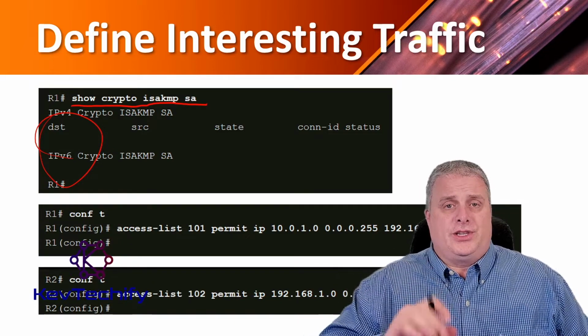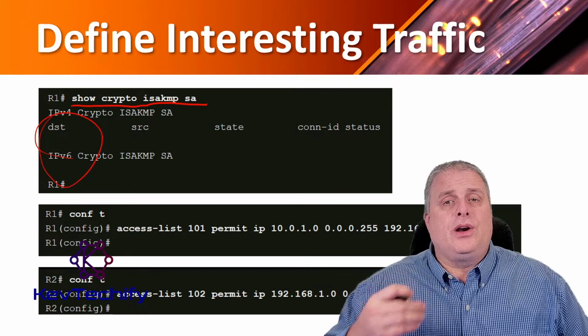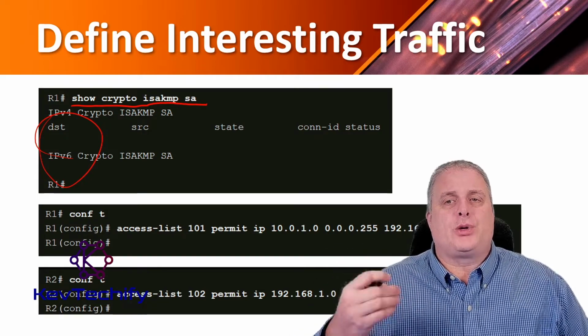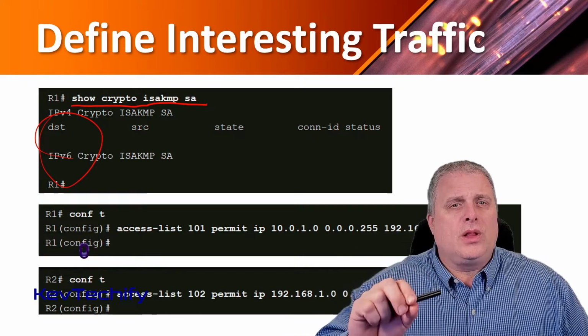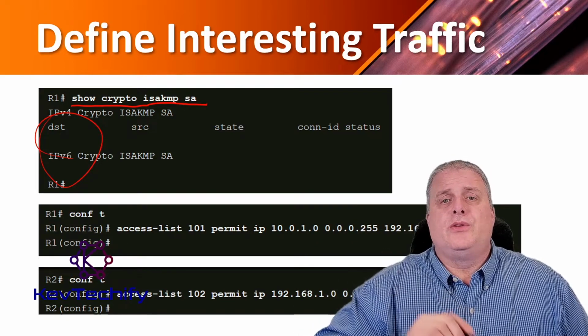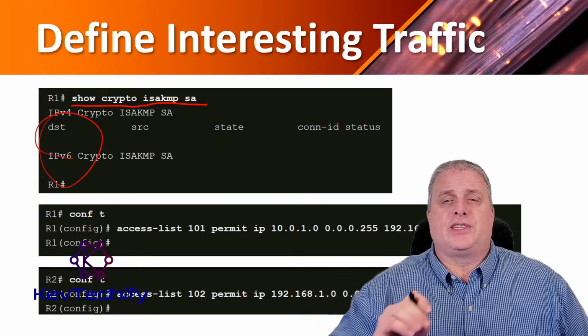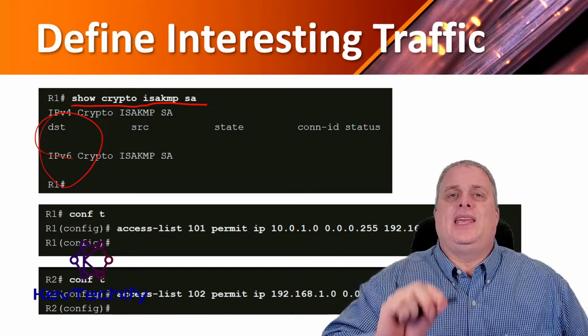To define interesting traffic, and that's what's going to activate our tunnel, configure each router here with an ACL to permit traffic from the local LAN. So we're permitting it from the local LAN to that remote LAN. The ACL will be used in the crypto map configuration to specify what traffic will trigger the start of that IKE Phase 1.